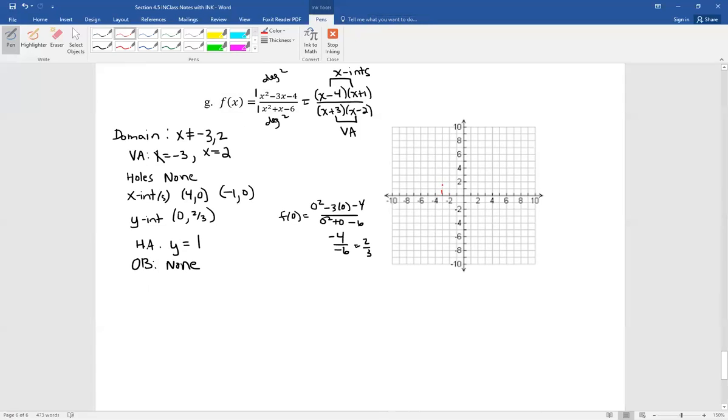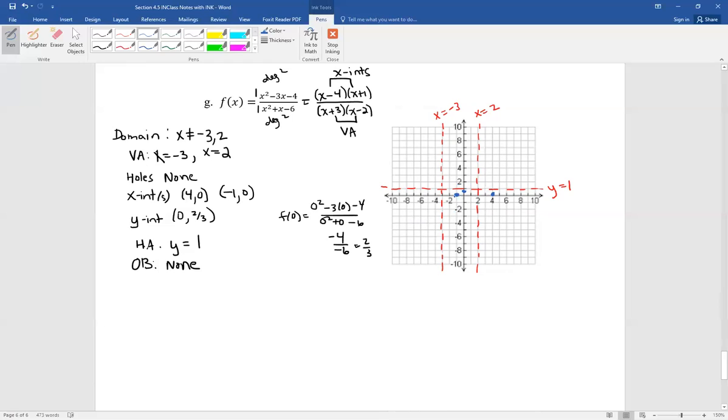So we have a vertical asymptote at -3. So we need to sketch that in. And one at +2. We also have a horizontal asymptote at y equals 1. Okay, now we want to plot all of our points. So 4, 0 is going to be an x-intercept. -1, 0 is an x-intercept. And 0, 2/3 is a y-intercept.